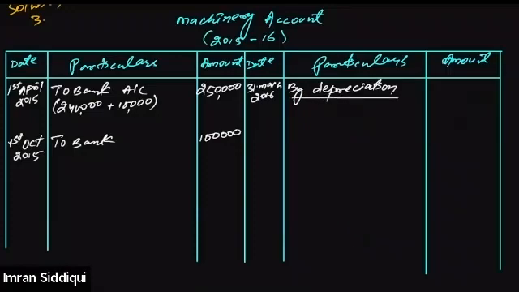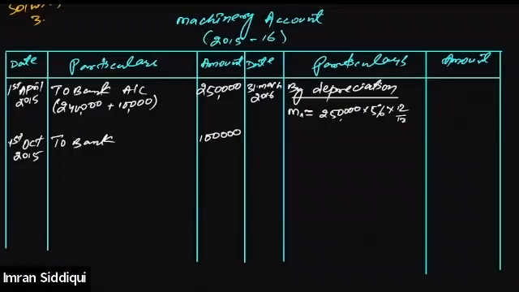First of all, we'll calculate depreciation on the first machine. We can write the first machine as M1. On M1, depreciation will be calculated on 2,50,000, at 5% per annum, for the entire year. That means for the entire 12 months, 12 upon 12.